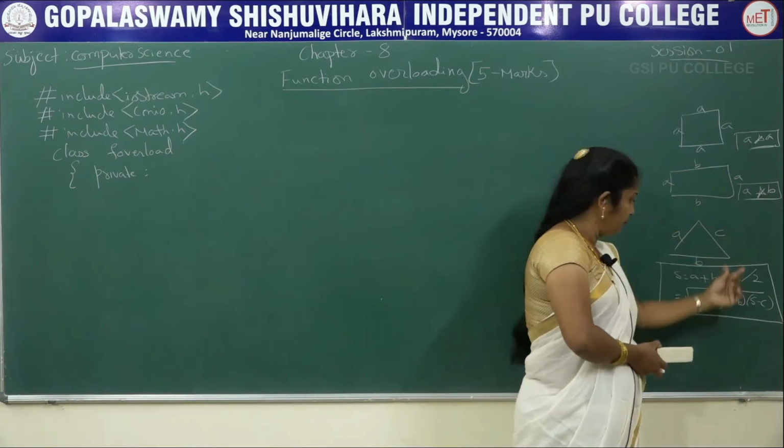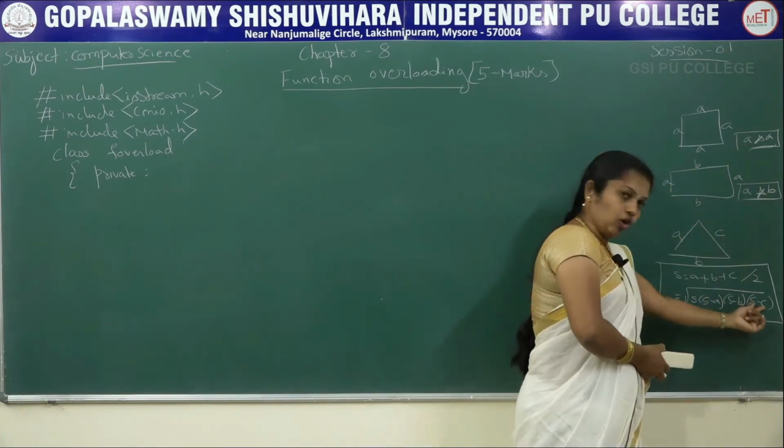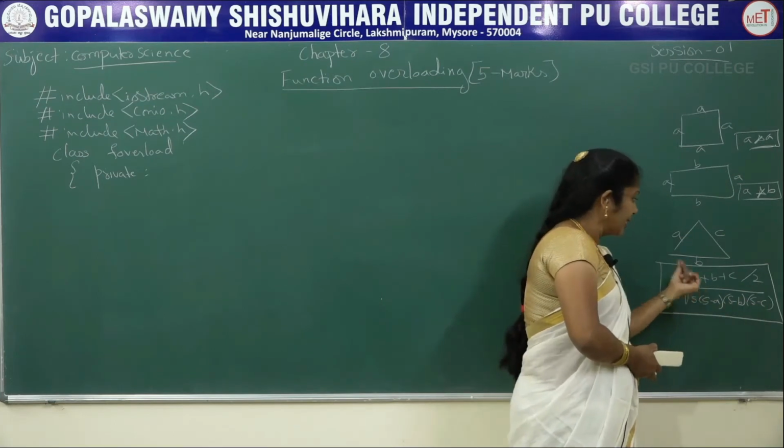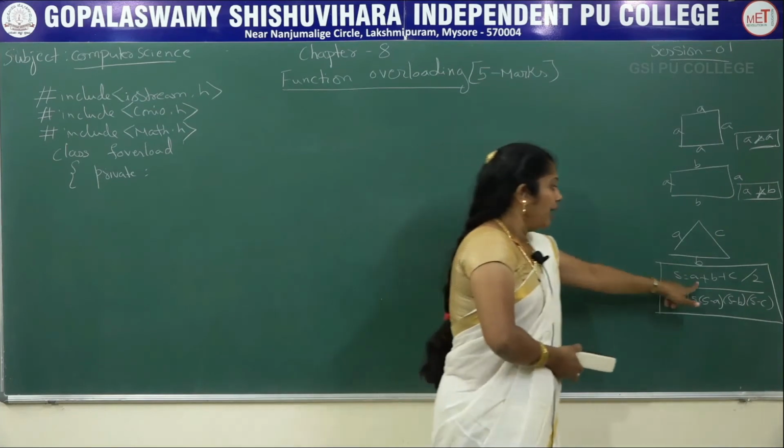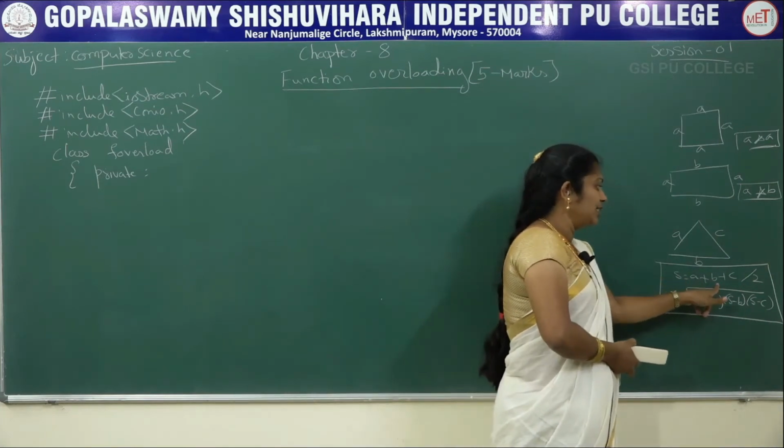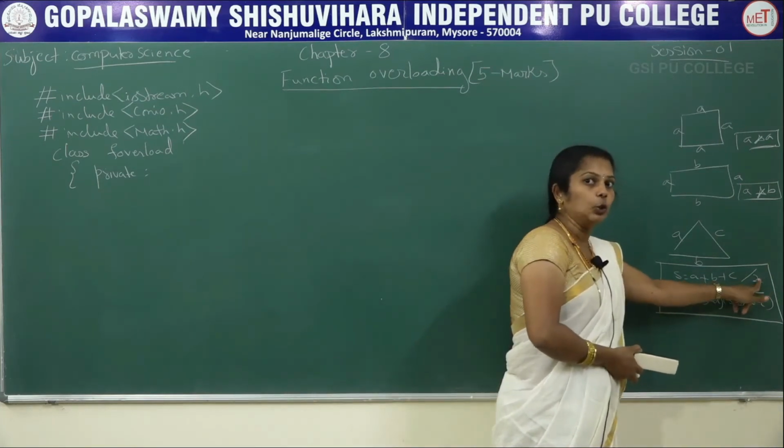B we are also inputting. A, B, C, all the variables we are inputting. Only S we are calculating, so I am going to declare it as float, because the S value is equal to A plus B plus C, whole thing divided by 2.